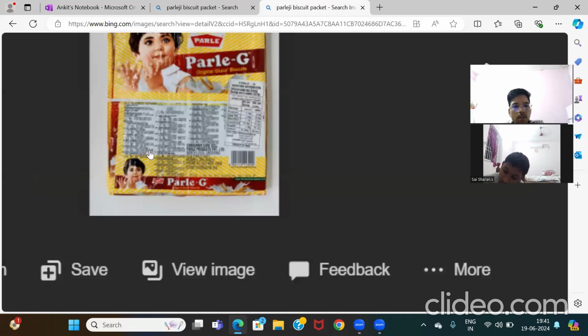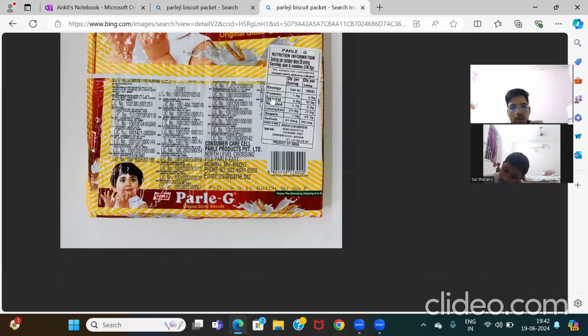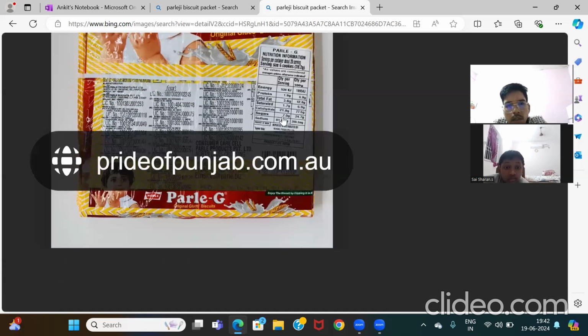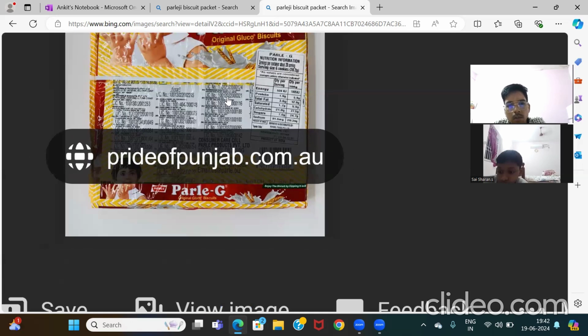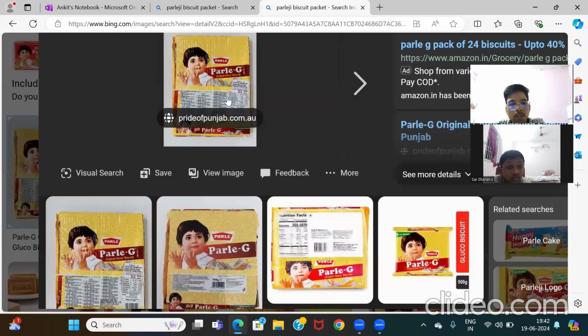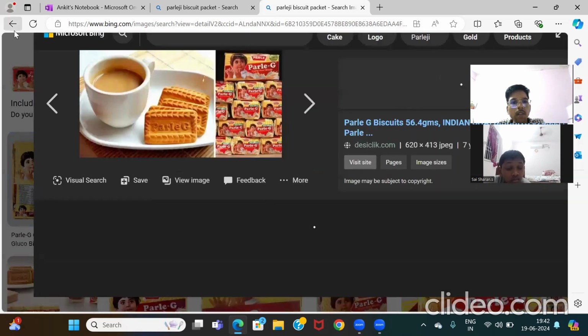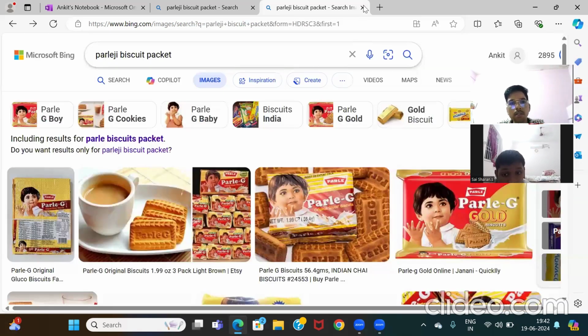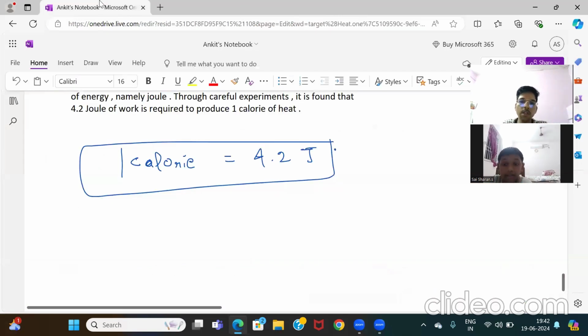It is coming. 1 calorie nutrition value. They have written energy in kilojoule, and somewhere it is written calorie also. You can check on packets. It will be there. So 1 calorie is equal to 4.2 joule of work. When you are doing 4.2 joule of work, it means you are releasing how much heat? 1 calorie of heat. Understood?